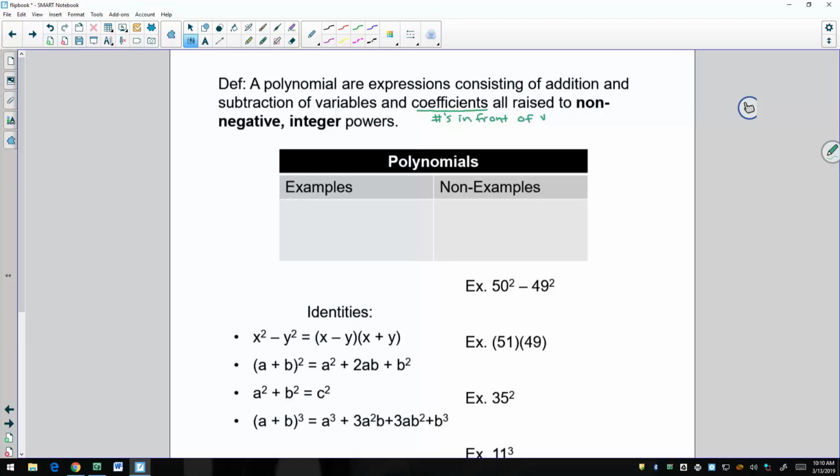I'll write out variables. And then they have to be raised. Here's the kicker, ready? They have to be raised to non-negative integer powers. Now, non-negative means 0 or positive. So 0 or positive integers, which means they have to be like numbers on a number line. So you can't have decimals or fractions.